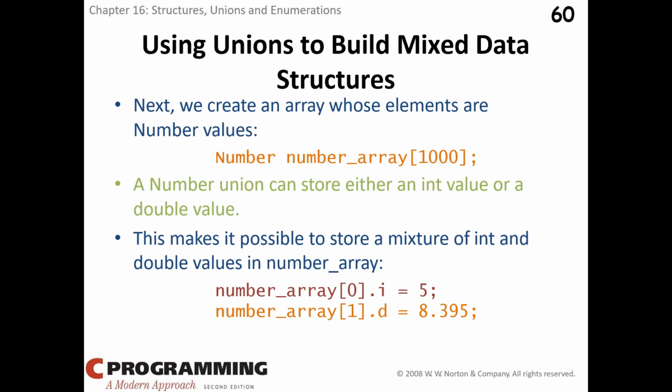For instance, at the bottom of our slide here, we assign an integer value of 5 to the first element of our number array, and the second element receives a double value of 8.395.